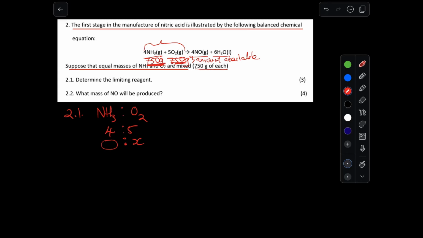So I have to first convert the mass of ammonia into number of moles. I'll say number of moles is equal to mass over molar mass. So the mass here is 750, and then we divide by the molar mass. The molar mass of ammonia: nitrogen is 14, plus hydrogen, there are 3 hydrogens, so it will be 1 times 3 there. So it will be 750 divided by 17. Let's punch that in the calculator quickly.